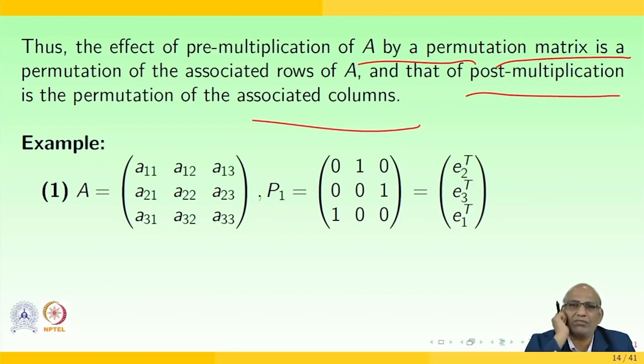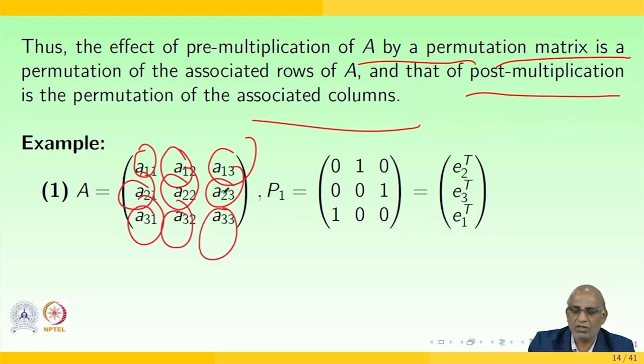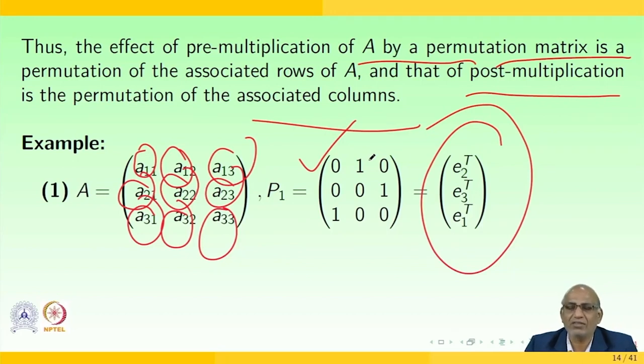You can see the example. A is equal to A11, A12, A13, A21, A22, A23, A31, A32, A33. Start with the permutation matrix P1: 0, 1, 0, 0, 0, 1, 1, 0, 0. And this is of the form E2 transpose, E3 transpose, E1 transpose.